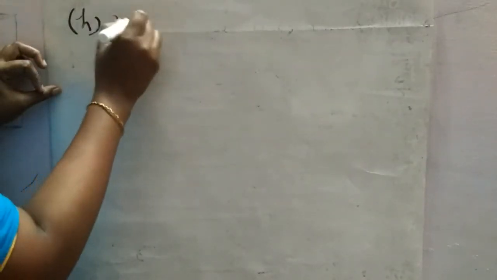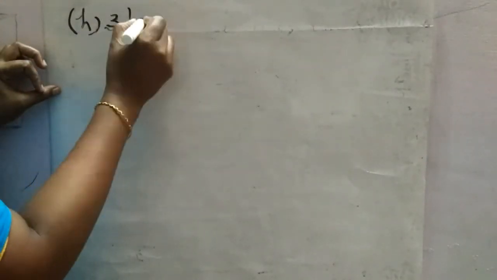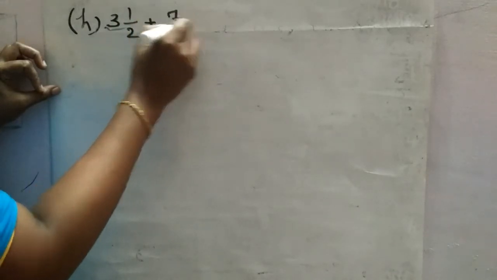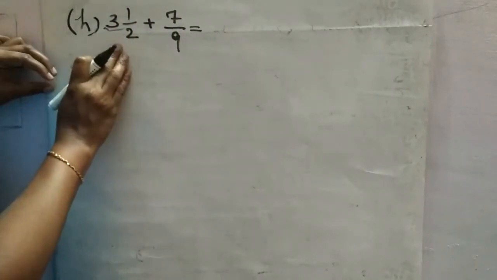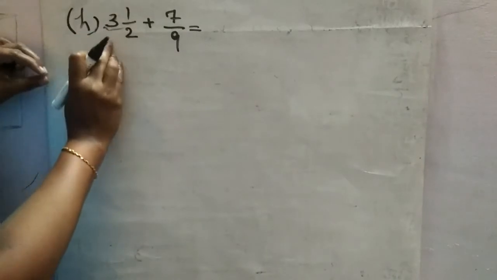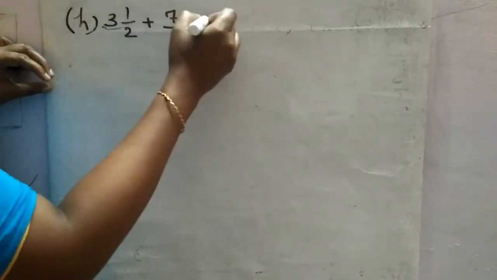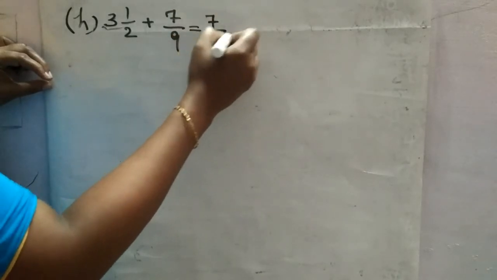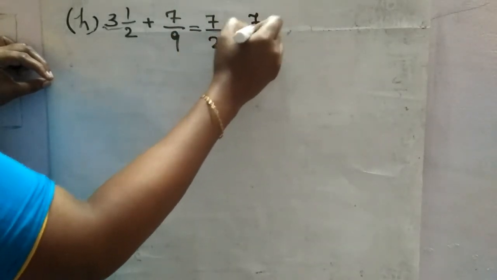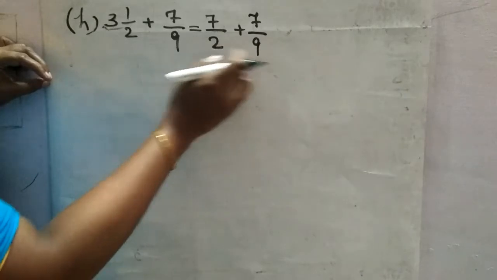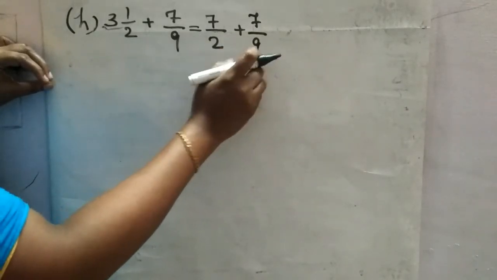Next question. 3 and 1 by 2 plus 7 by 9. Mixed fraction. So change this mixed fraction into an improper fraction. 3 2s are 6 plus 1, 7 by 2 plus 7 by 9. Denominators are different. Find the LCM.